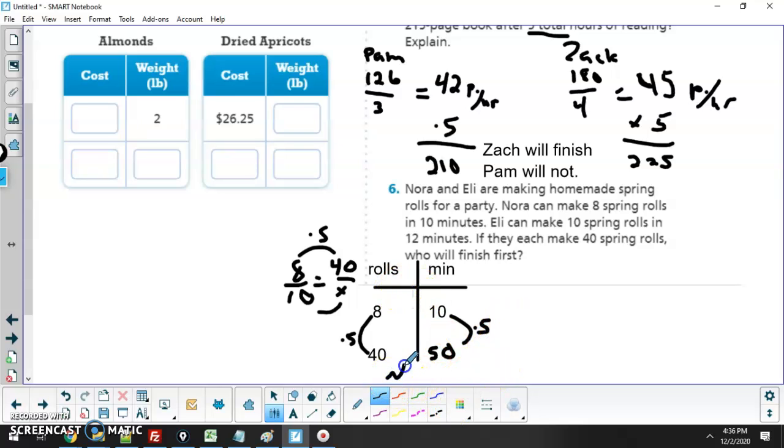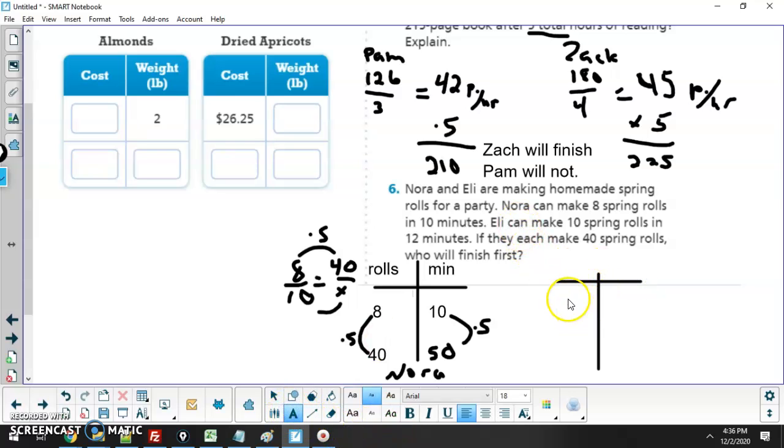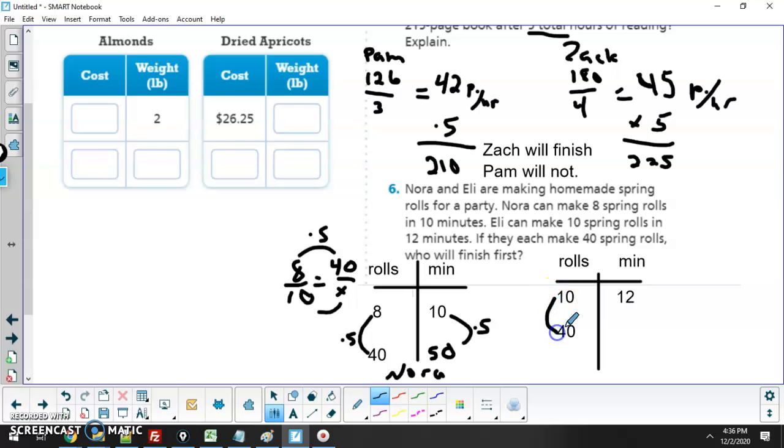Remember, this is Nora here. Now let's see about Eli. Eli is doing 8 spring rolls in 10 minutes. Nope, no, he's doing 10 spring rolls in 12 minutes. You got to read carefully here. So he's doing 10 rolls in 12 minutes, rolls, minutes, and we're going to go to 40 rolls for Eli. So what would we multiply Eli by? 10 to 40? That is times 4. So Eli is going to complete 40 rolls in 12 times 4, or 48 minutes.